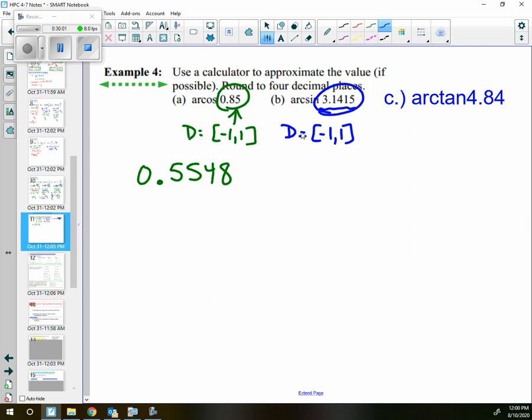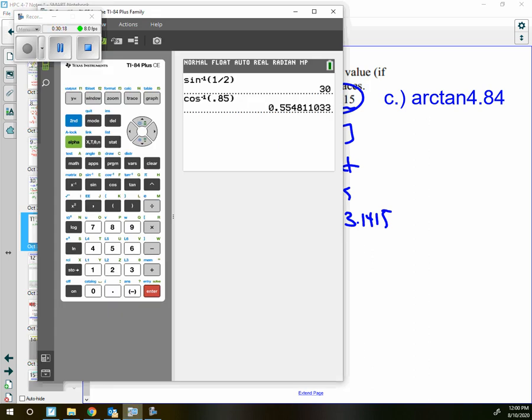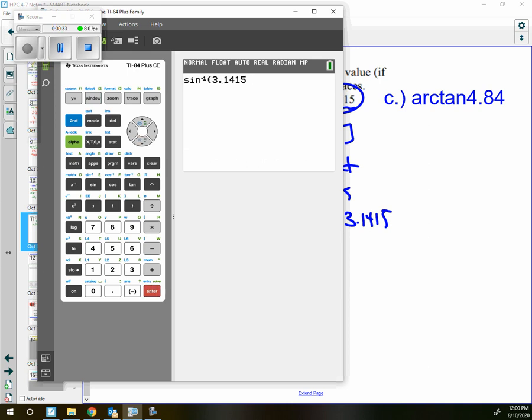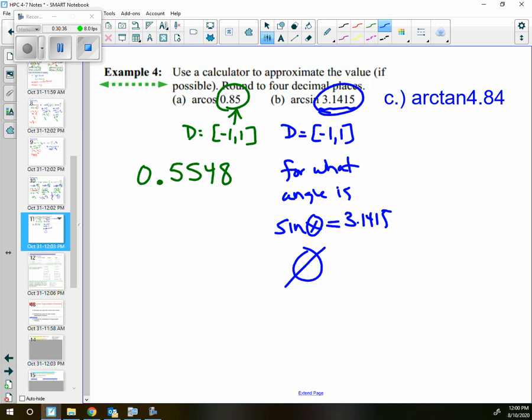So for what angle? If you think about the question, if you're asking the question for what angle, that's what inverse means. For what angle is sine of x equal to 3.1415? What angle would that be? Can sine ever be that? No. So I don't think there should be an answer to that. Watch what your calculator does. So if you do inverse sine of 3.1415, yeah, it's not allowed. It's not in the domain of the function. You can't do it. So if you get a message like that, double check and take a peek, because that doesn't make sense. There is no solution to this at all. So be careful. You can't just do anything you want. You have to make sure that the value is in the domain of your function.